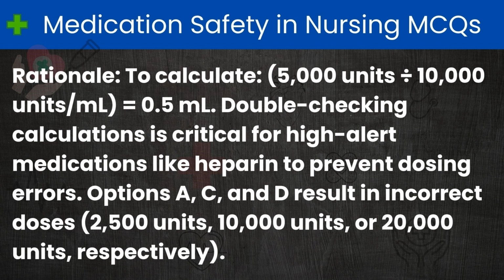Double-checking calculations is critical for high-alert medications like heparin to prevent dosing errors. Options A, C, and D result in incorrect doses: 2,500 units, 10,000 units, or 20,000 units, respectively.